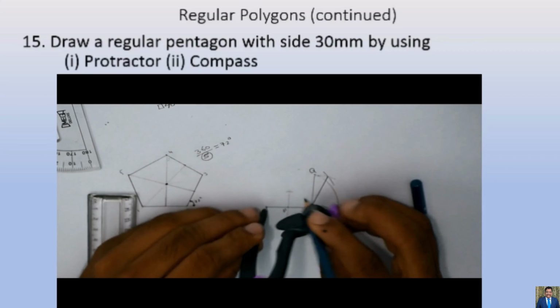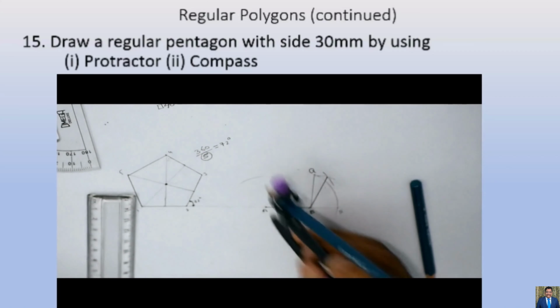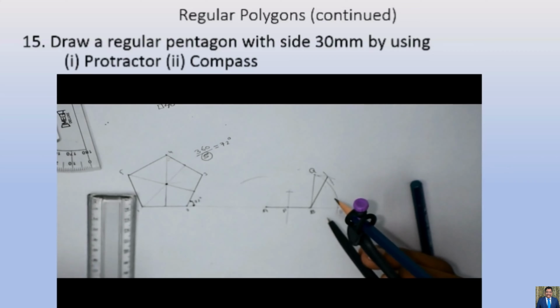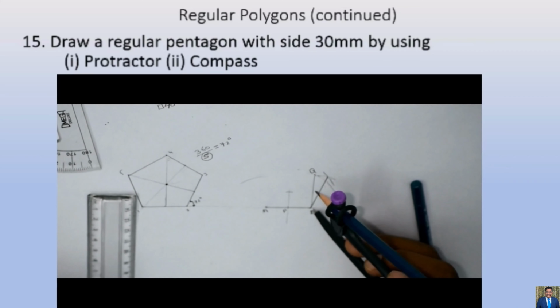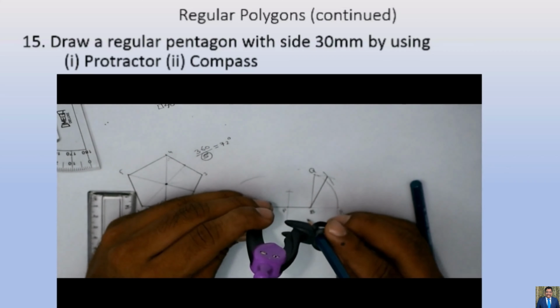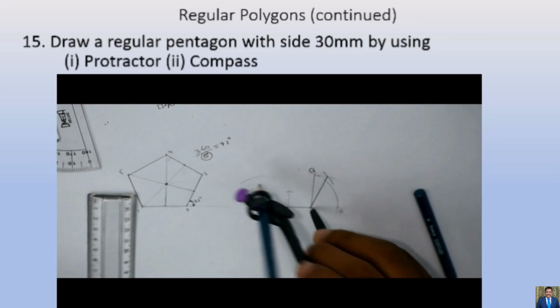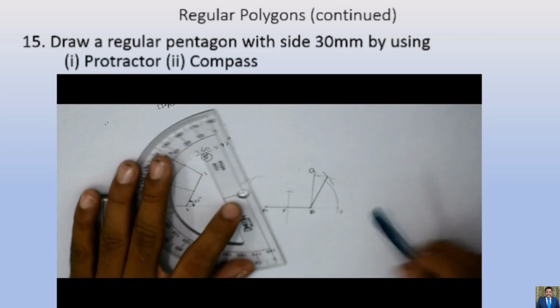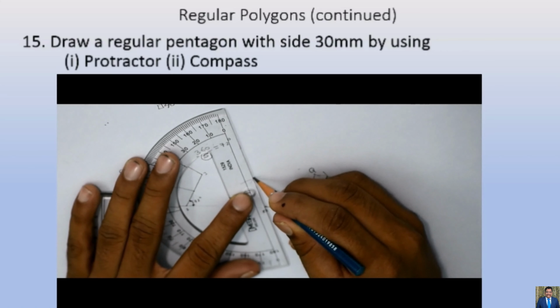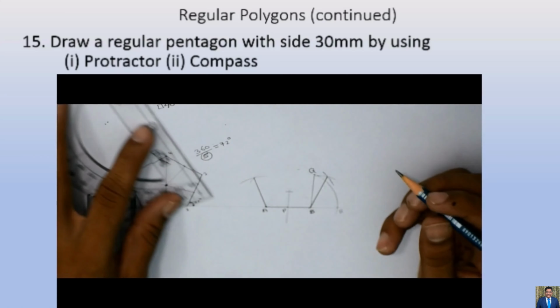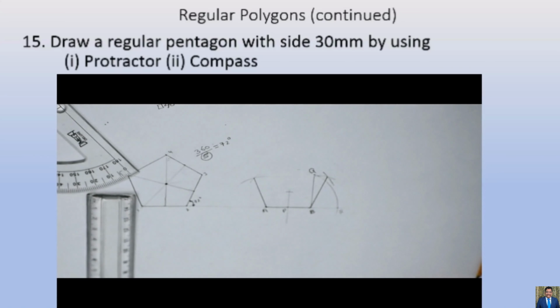Again, with radius AB and center A, I have to cut one arc, and then again with radius AR, with center B, I have to cut this arc which I have obtained before, and I have to join the point obtained from these two arcs with A. This is, we can say, the third side of the pentagon. So now you can see that a pentagon is going to appear here.